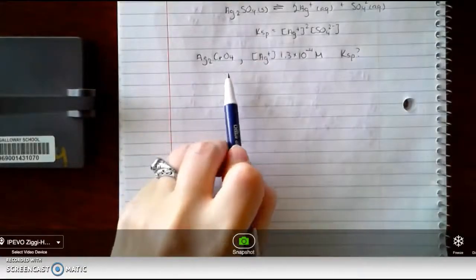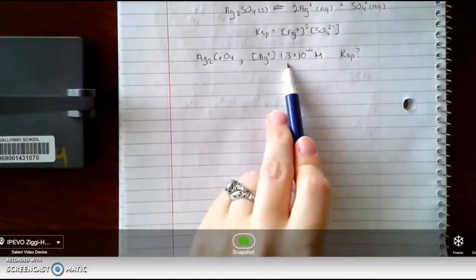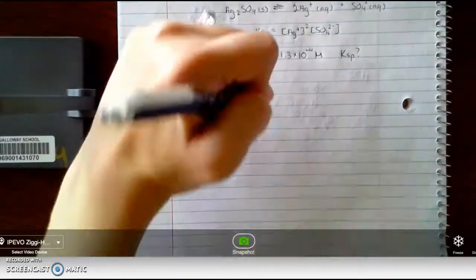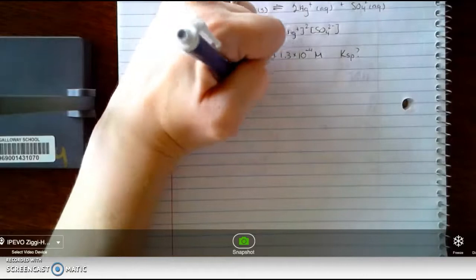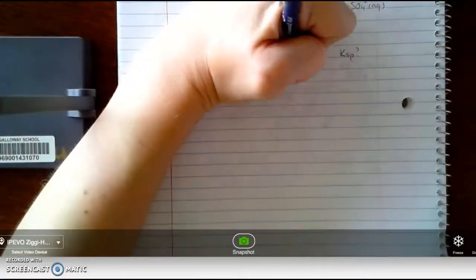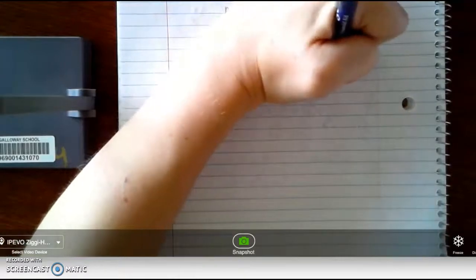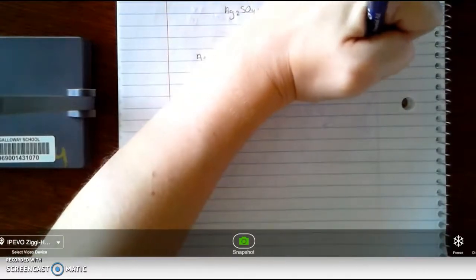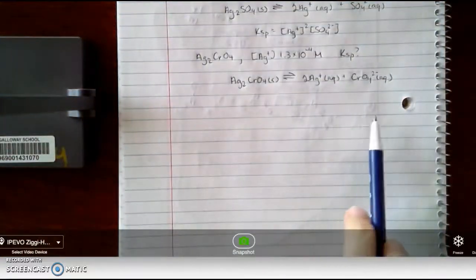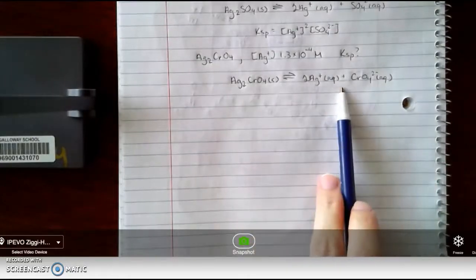All right, so here I have summarized the information that I was given in the problem. So I know I've got silver chromate, I know my equilibrium concentration of silver ion, and I'm looking for KSP. All right, so where I want to start is I want to write what's happening. So I've got silver chromate solid, which is dissolving and setting up an equilibrium to form 2 silver ions and 1 chromate ion. Anytime you've got an equilibrium problem, it's a good bet that you want to write up your equation first so you know what reaction I'm talking about, what's actually happening.